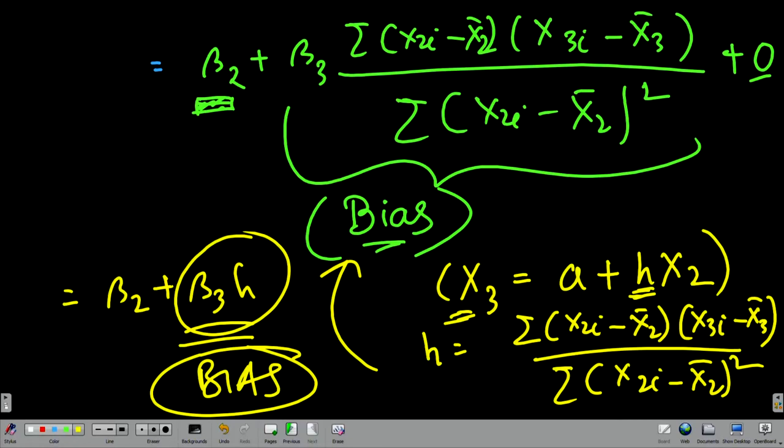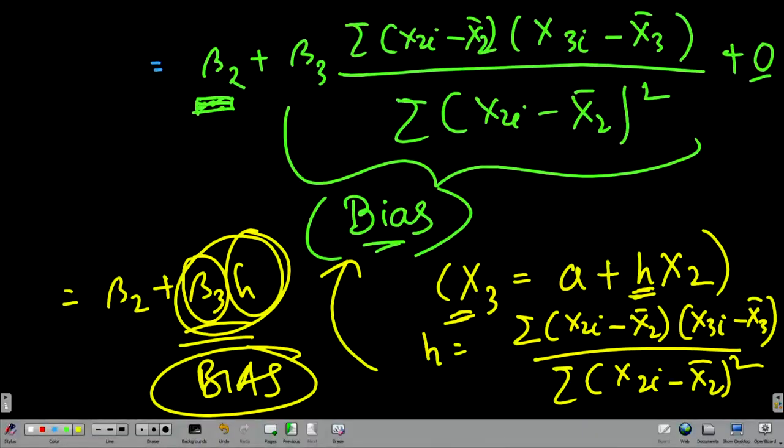So, essentially you see there are two components here. One is beta 3. Beta 3 is nothing but the actual strength of the relationship between x3 and our y term. Okay, beta 3 is representing that, whereas h is representing the strength of relationship between x2 and x3. So, we will see in the next lecture how the strength and the direction of relationship between x2 and x3 and between x3 and y will help us understand the extent of bias in the regression equation.